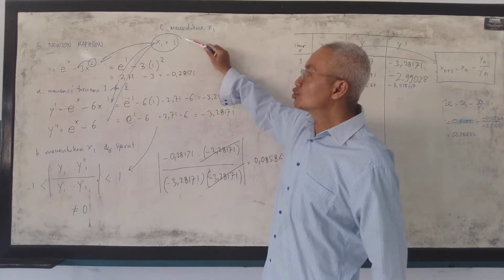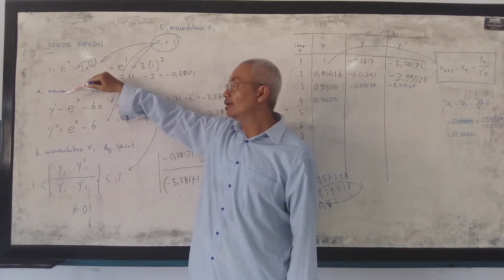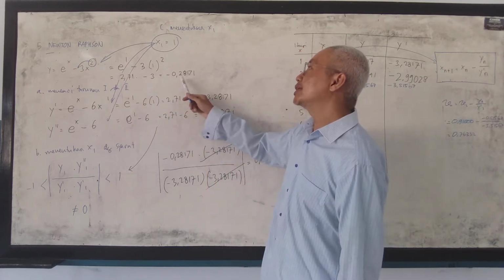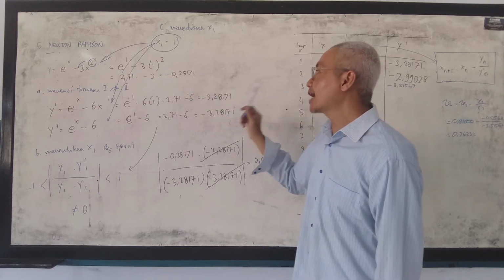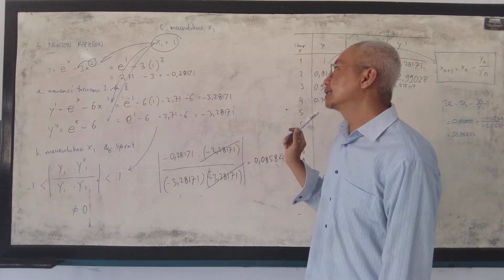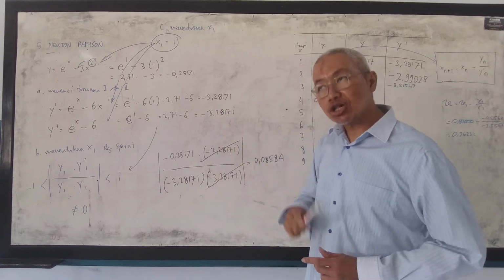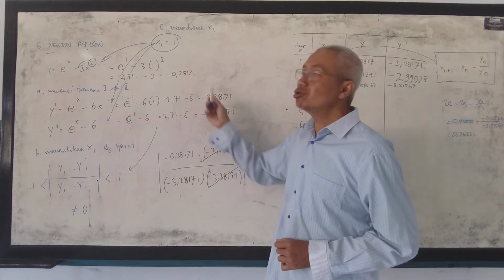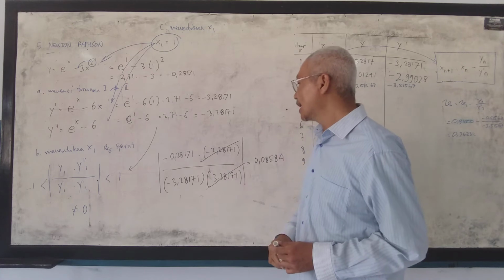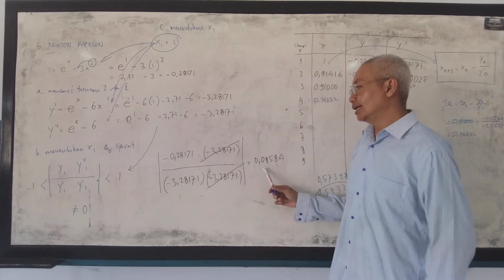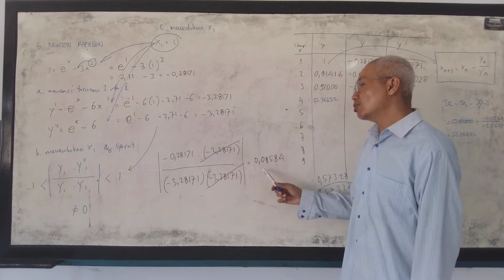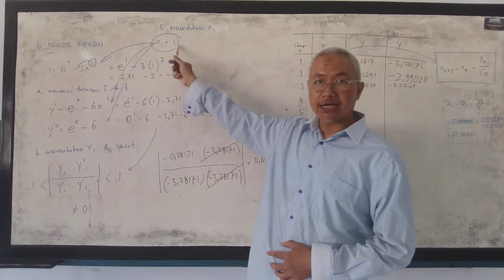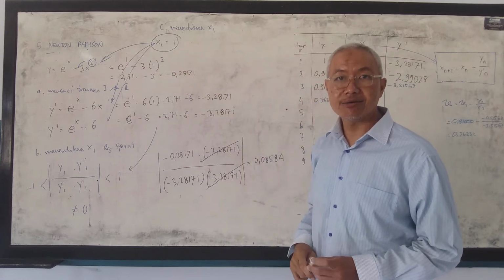After I decided on 1, I put 1 in all the equations, y, y'(xn) and y''(xn). I find that y is minus 0.28171, and then y'(xn) is minus 3.28171, and y''(xn) is also the same, minus 3.28171. Then I put all the values into the requirement, and I find that it equals 0.08584. So it means that using 1, it will meet the requirements.